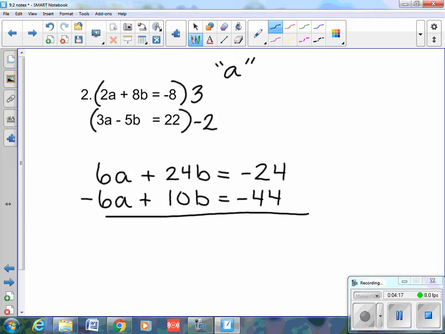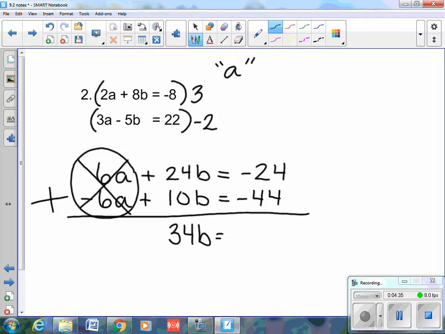I draw my line, 100% I should be adding. And yes, these two definitely are opposite of each other. If they're opposites, they cancel each other out. So I have 24b plus 10b equals 34b equals a negative 68. Divide both sides by 34. B equals a negative 2.